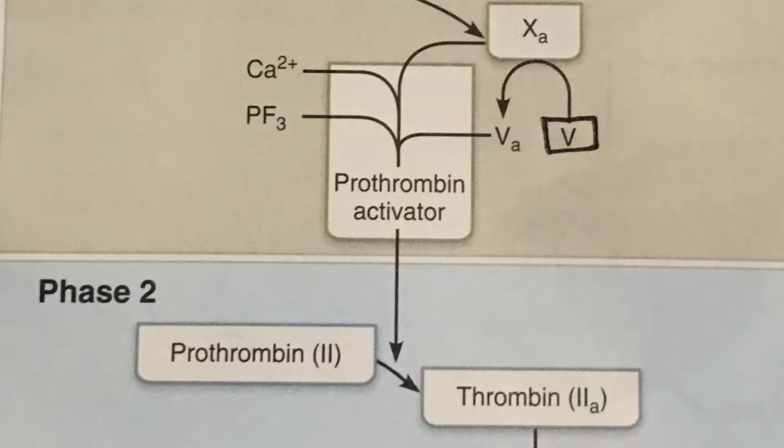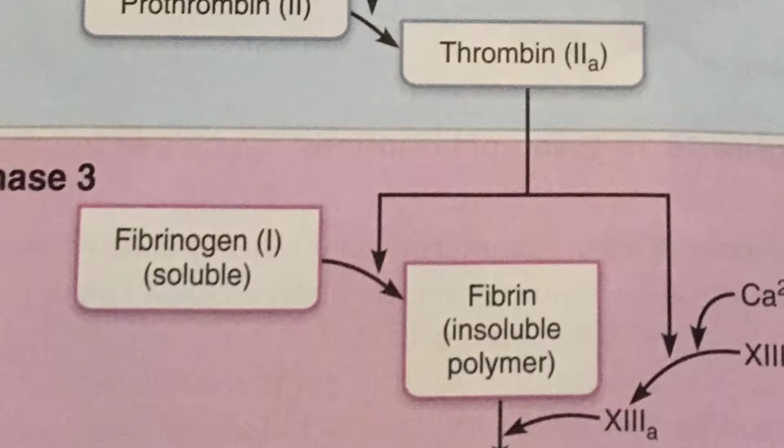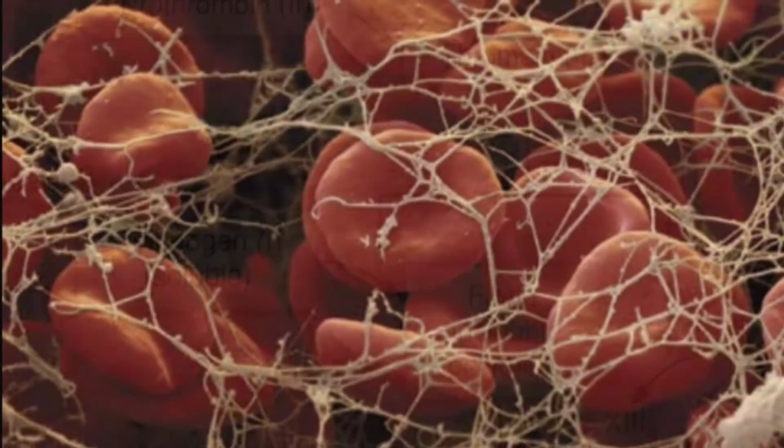When factor V is activated, it interacts with another clotting protein called factor X to make up two complexes called factor Xa and factor Va. This complex, along with calcium ions and platelet factor 3, forms prothrombin activator. Prothrombin activator catalyzes the transformation of prothrombin into thrombin. Thrombin then goes on to catalyze the conversion of fibrinogen into fibrin, which makes up the fibrin mesh in blood clots.